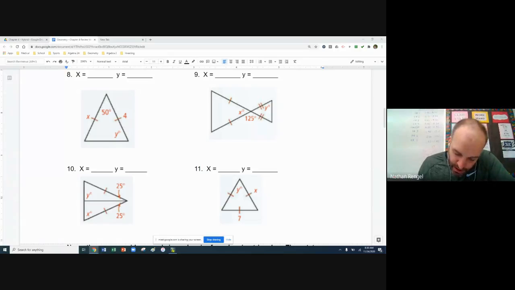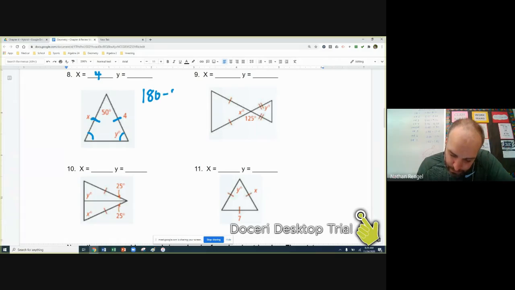50 of those degrees are taken up, that leaves me with 130 left. And then these two angles are both going to be congruent. So if I have 130 degrees remaining for those two equivalent angles, I could just divide by 2, and I'm going to get 65. So my y then is going to be 65 degrees.